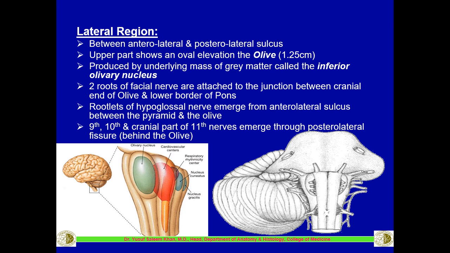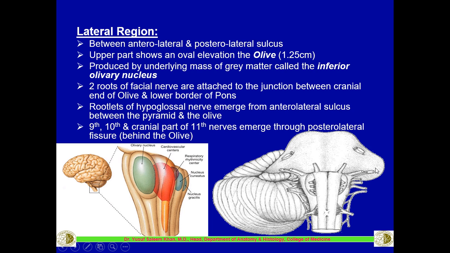The 9th, 10th and 11th cranial nerves emerge from the posterolateral sulcus. So here behind, this is the posterolateral sulcus, and here you can appreciate the 9th, 10th as well as the 11th cranial nerve coming out from this posterolateral sulcus, and here is the 8th cranial nerve.